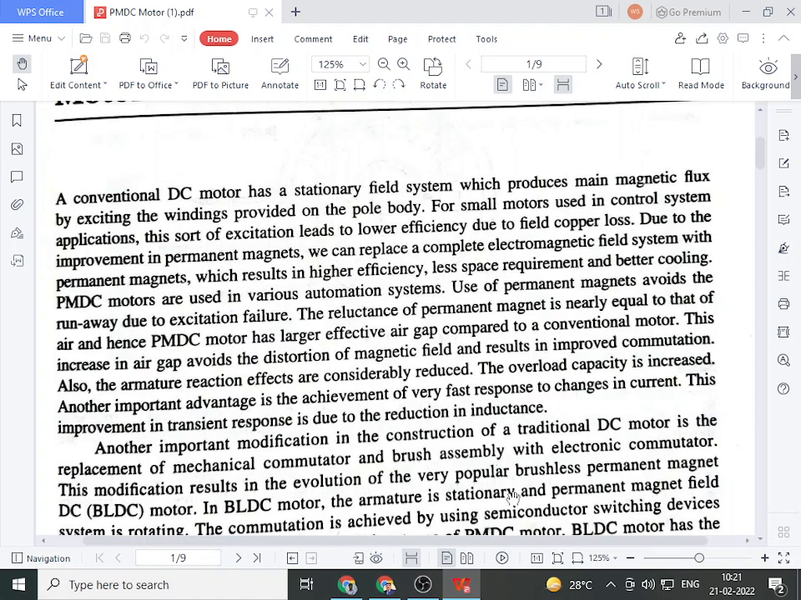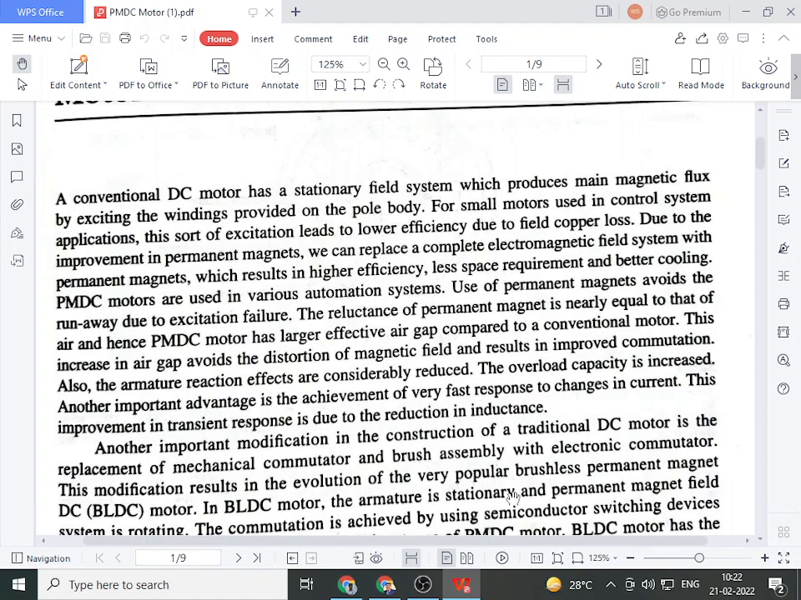Before moving towards the BLDC motor, you must know the concepts of the PMDC motor, which is the permanent magnet DC motor. In this lecture, in short, we are going to discuss the PMDC motor first, and from the next lecture we will start the BLDC motor. So in this lecture let's start with the PMDC motor. What is a permanent magnet DC motor, what are the advantages of the PMDC motor over the conventional DC motor, and what are the different construction features of the PMDC motor.